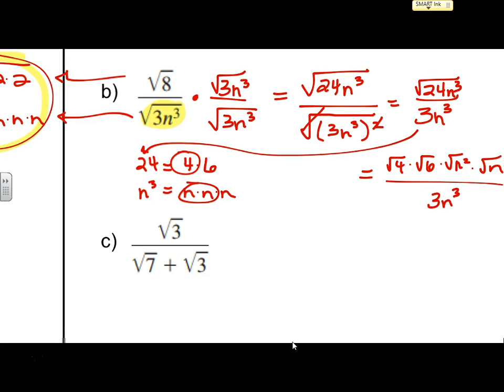Diego, I'm teaching now, it's time to be quiet. So what can I do with square root of 4? 2.